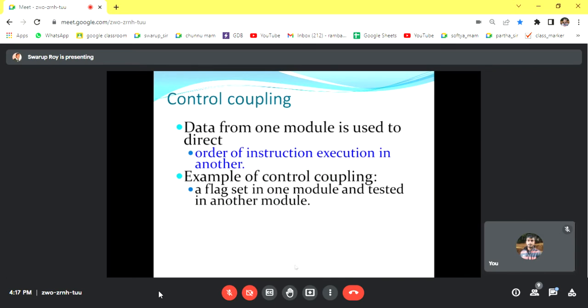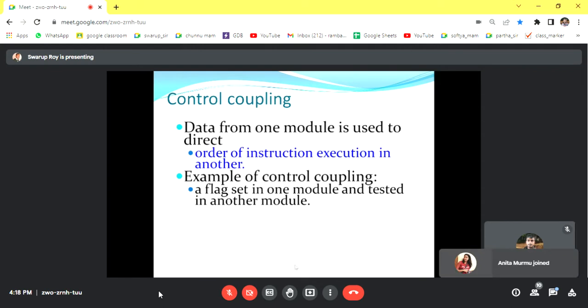Now, what is control coupling? Control coupling is what I talked about during data coupling. It means you are passing some signal or values through which the other function is going to execute.